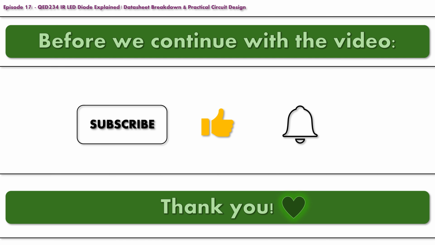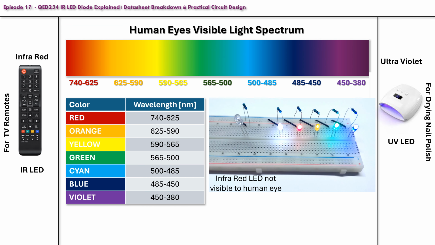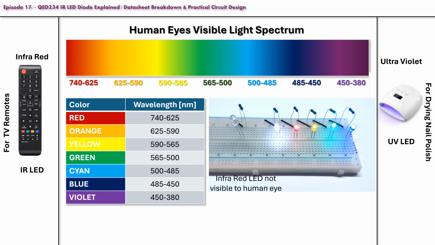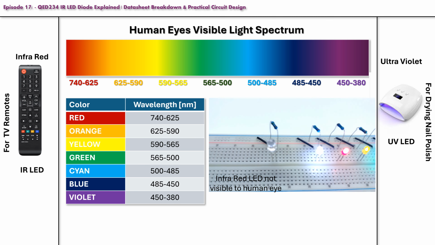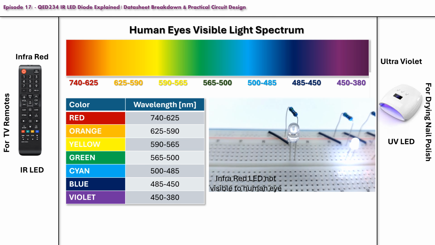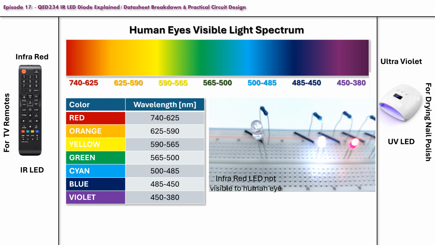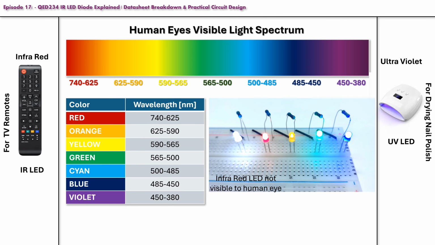Thank you. Today's video will be a full tutorial for infrared LED diode QED234. Unlike common white, red, blue, green and yellow LED diodes that we are all accustomed to, infrared LED diode emits light in the wavelength of 850 and 940 nanometers. This light is invisible to human eyesight.